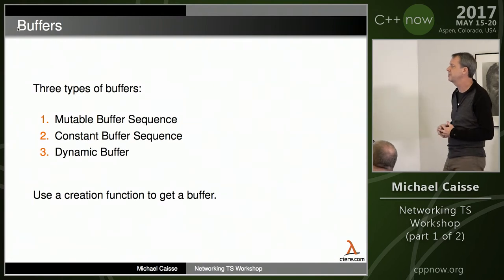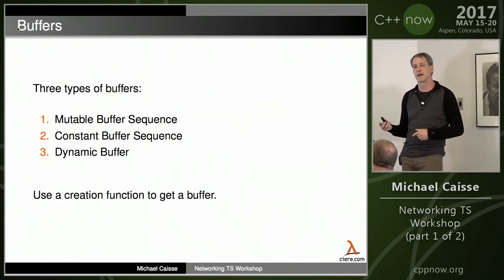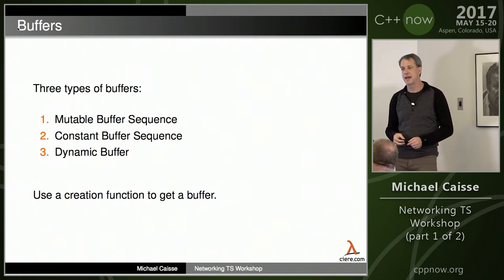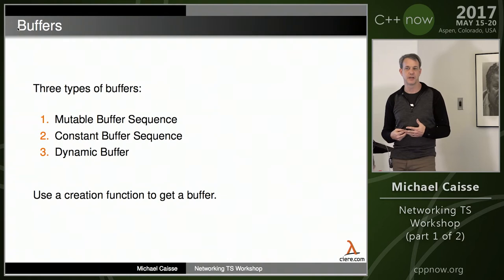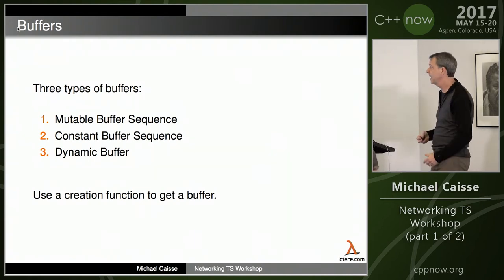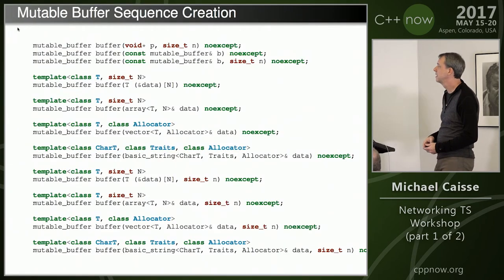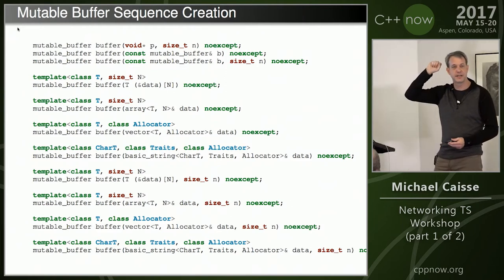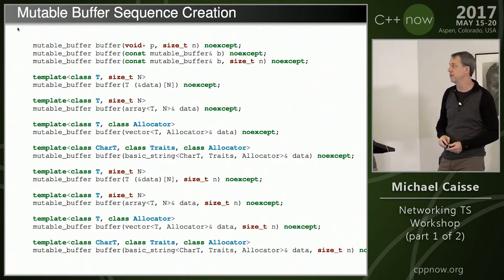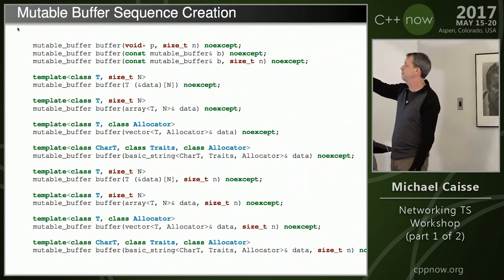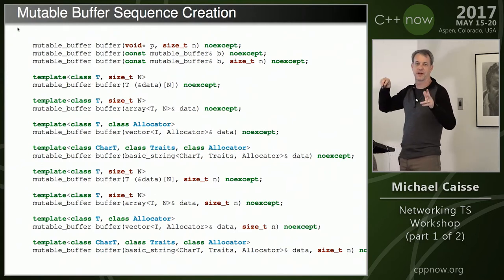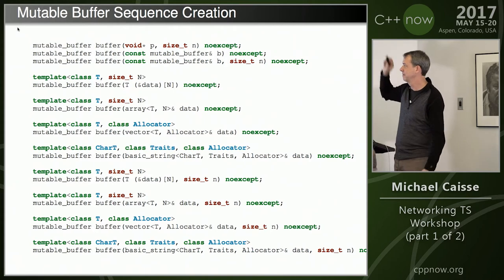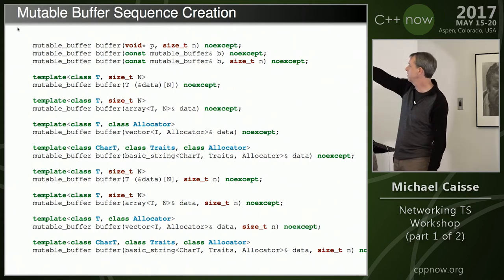So there are three types. There are mutable buffers, constant buffers, and a dynamic buffer. And the easiest way to get a buffer is just to use one of the creation operations. So there are a variety of them. And these functions will let us pass something in, and they're proxies. Out of that, we're going to then get the appropriate type of buffer. So mutable buffers. Well, how can we get mutable buffers? Well, we could just pass a void star to something or another and the number of bytes that we want. All of our C friends will love us.